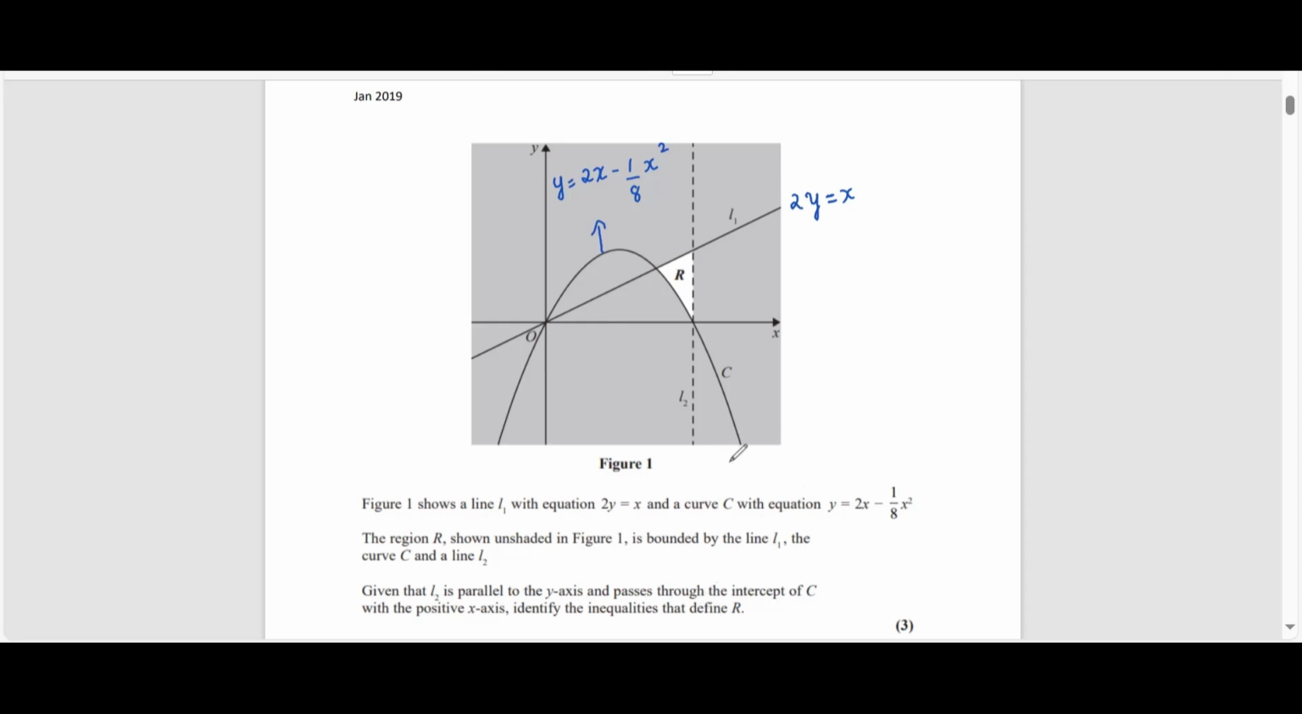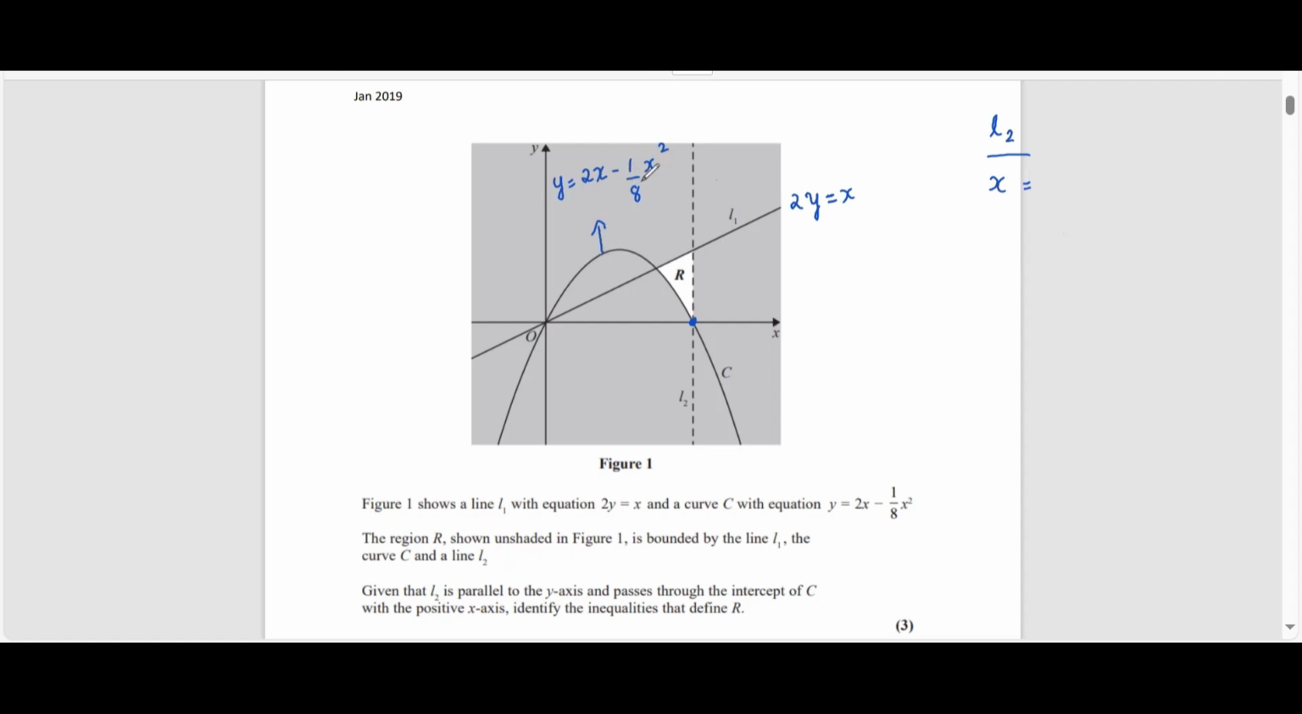So in this case, first of all, we need to find the equation for L2. It's given that it is parallel to the y-axis. Parallel to the y-axis means the equation will be x = something, and we need to check where the line cuts the x-axis. So we need to find this particular point. What is the importance of this one? This is one of the x-intercepts of the curve, the parabola here.